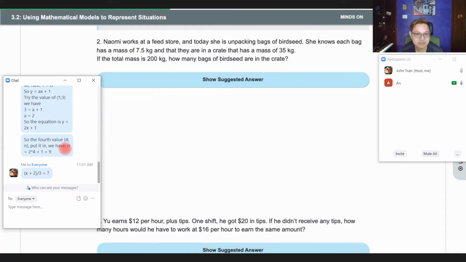Naomi works at a feed store, and today she is weighing bags of bird seeds. She knows each bag has a mass of 7.5 kilograms, and that they are in a crate that has a mass of 35 kilograms. The total mass is 200 kilograms. How many bags of bird seeds are in the crate?